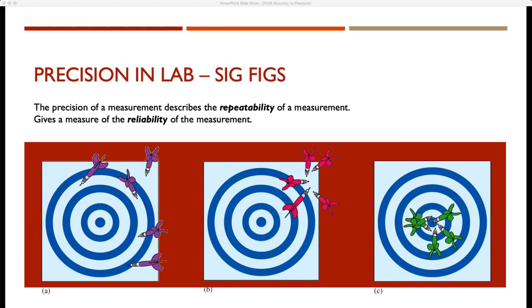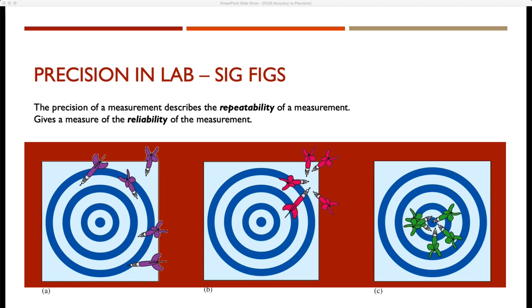When we talk about precision in the lab, we're talking about the repeatability of a measurement. Precision gives a measure of the reliability of a measurement. So if you were to take the same measurement over and over again, would you get the same answer over and over again? Not necessarily so, because there's always random errors associated with your measurements. So you may not always get the exact same answer. How much variation there is describes the precision, is a description of the precision.